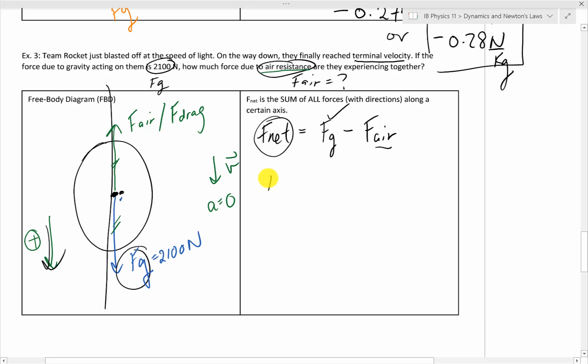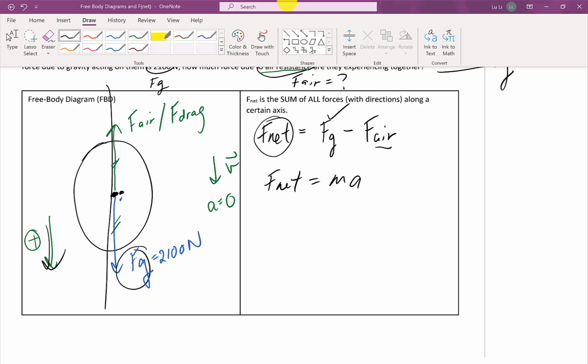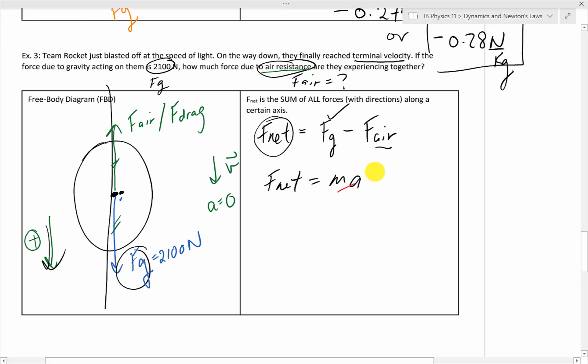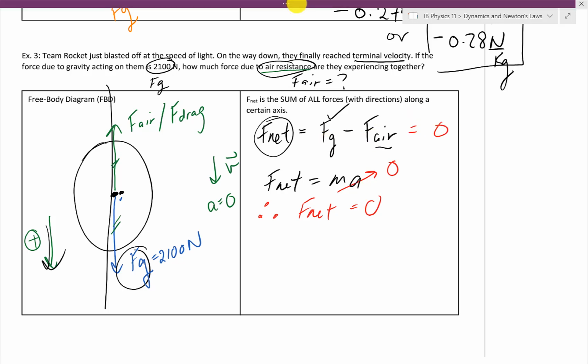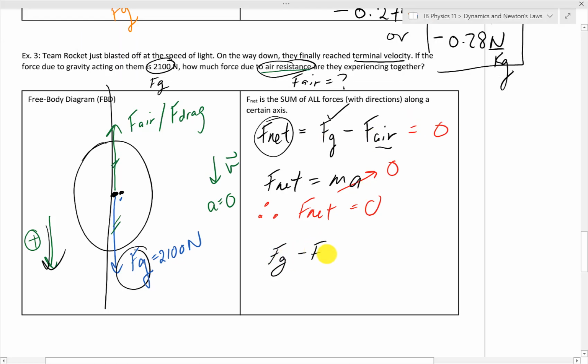Well, let's think about this. Fnet is ma, and we actually don't know the mass of Team Rocket, but what we do know is what a is. They are falling at terminal velocity, telling us that a is 0. If acceleration is 0, that tells us Fnet is also 0. So Fg minus Fair is equal to 0.